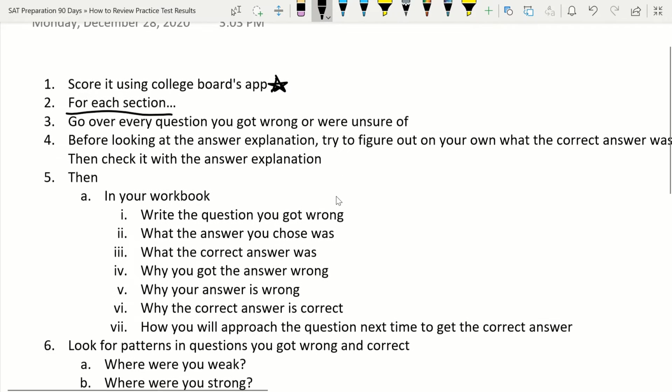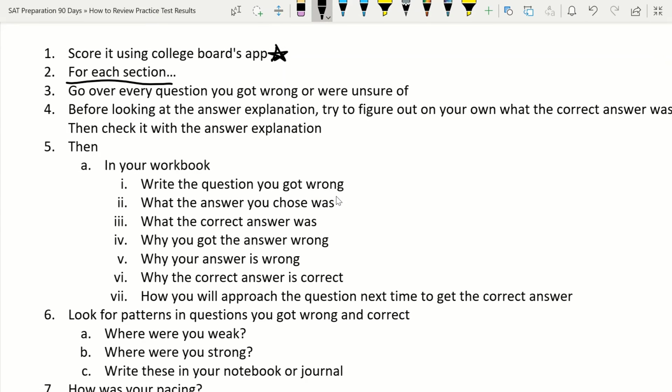So for each section you're going to go over every question that you got wrong or were unsure of, right? So if there was a question that you got right but you had to guess, then you're going to want to basically do steps 4 through 8 for that as well. So any question that you got wrong or you were unsure of, you're going to go over. So what does that mean? What does it mean to go over each question?